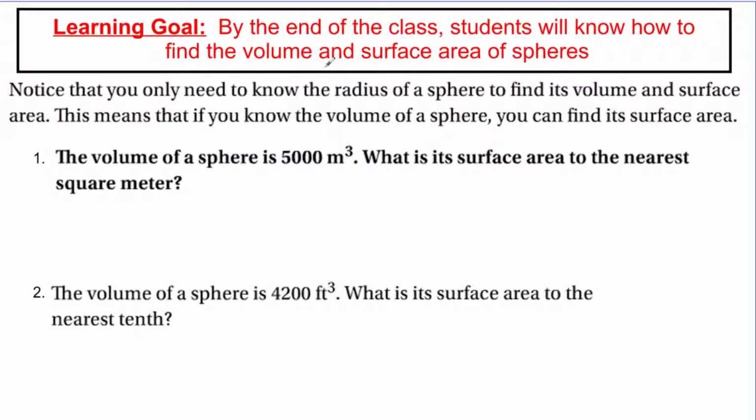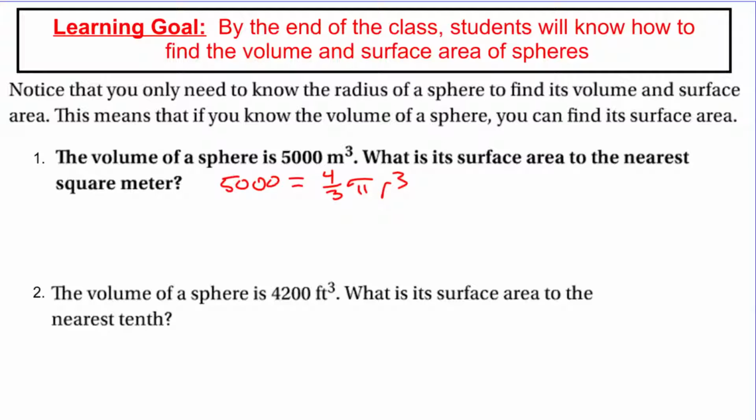So if they tell us that the volume of a sphere is 5,000, that means that 5,000 equals, and then I'm just going to use the volume formula, 4/3 pi r cubed. Now, if I want to find the surface area, I need to know r, because then I can just take that r, plug it into surface area, and I'm good to go. So I need to work backwards and get this equation to be r equals. We'll do this in a couple of steps.